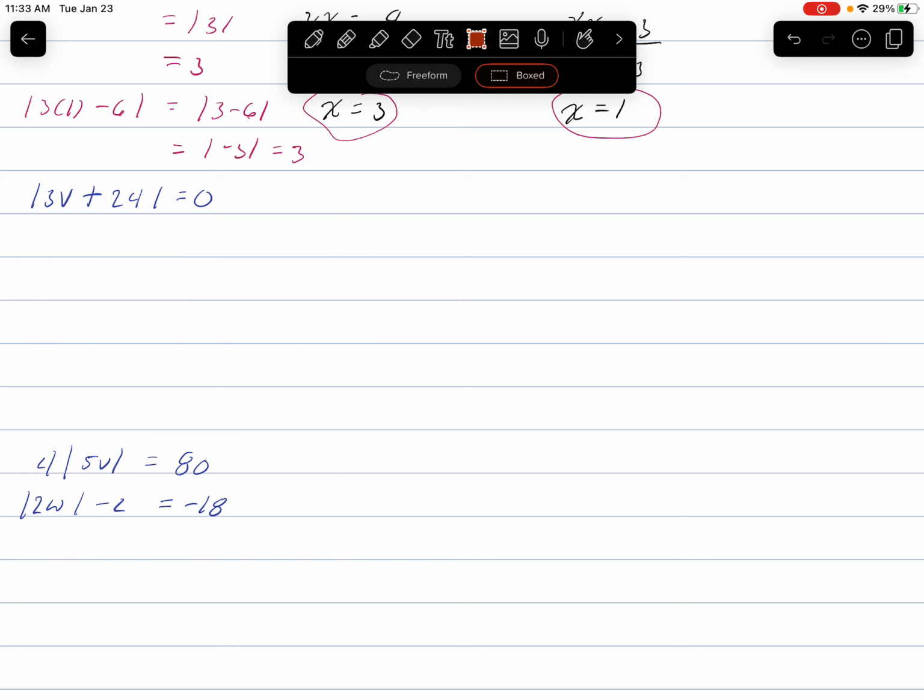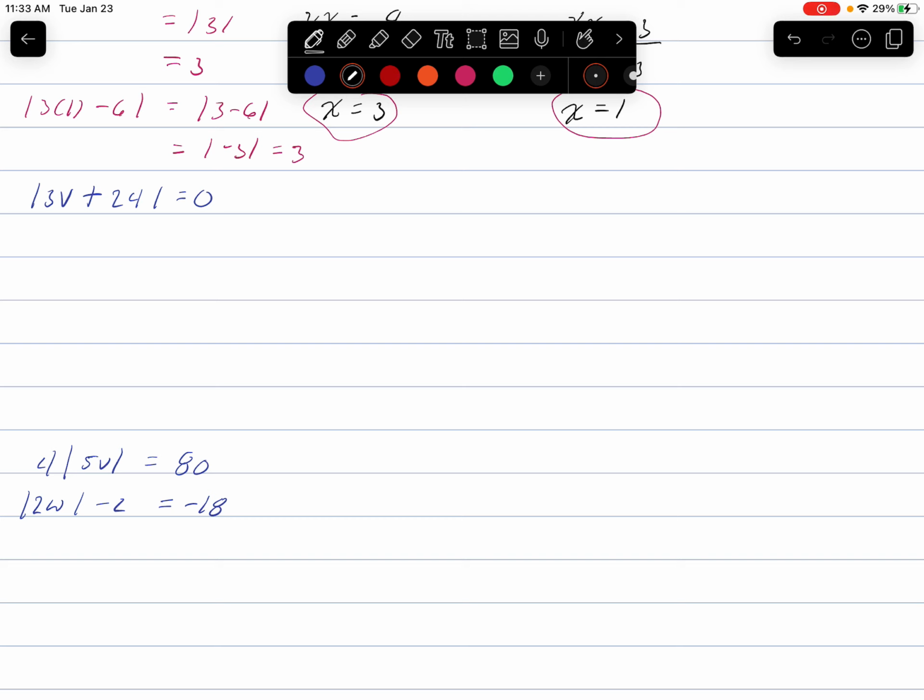Let's look at another one here. Here we have an interesting example. Here we have the absolute value of 3v plus 24 is equal to 0. So in this case, our first reaction is to consider both the positive and the negative, but we don't really have a positive and negative 0. So we actually, in this case, can just ignore the absolute value sign here, okay?